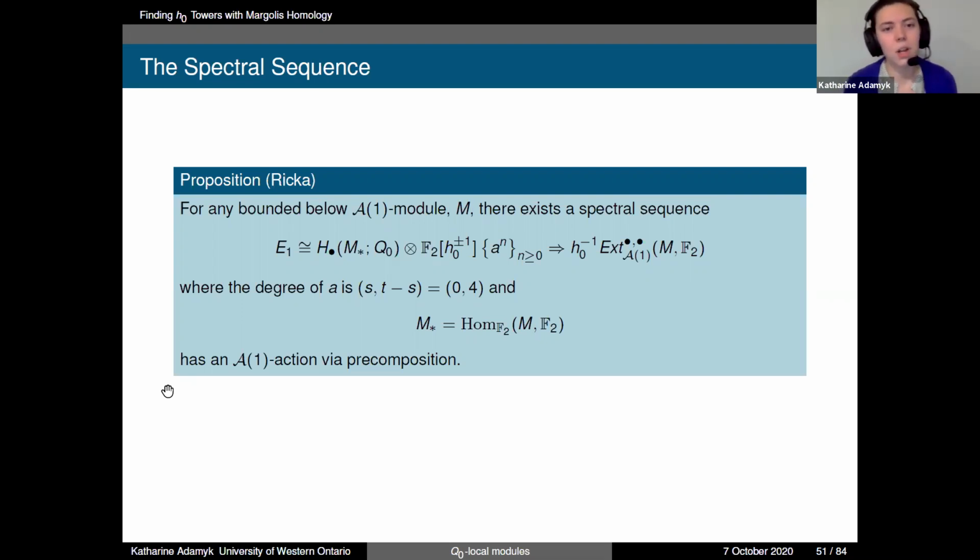Oh, and you'll also notice I'm taking here, instead of the Margolis homology of M, the Margolis homology of M dual. So I'm thinking of that as just the dual over F2. This is also an A1 module. It has an A1 action via precomposition. The Q-naught Margolis homology of M and M dual is actually the same, but the proof is nicer to see if we think about this in terms of the dual.